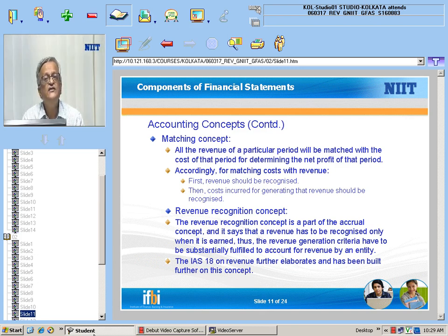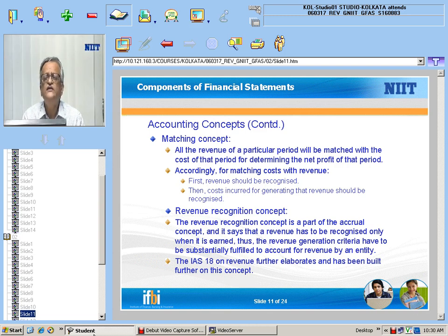When can revenue be recognized? When it is earned. When is the revenue earned? Only when the sale is made. So that was there in the accrual concept. This revenue recognition concept is actually an extension of the accrual concept. Thus, the revenue generation criteria have to be substantially fulfilled to account for revenue by any entity. IAS 18, International Accounting Standard number 18 on revenue, further elaborates and has been built on this concept.